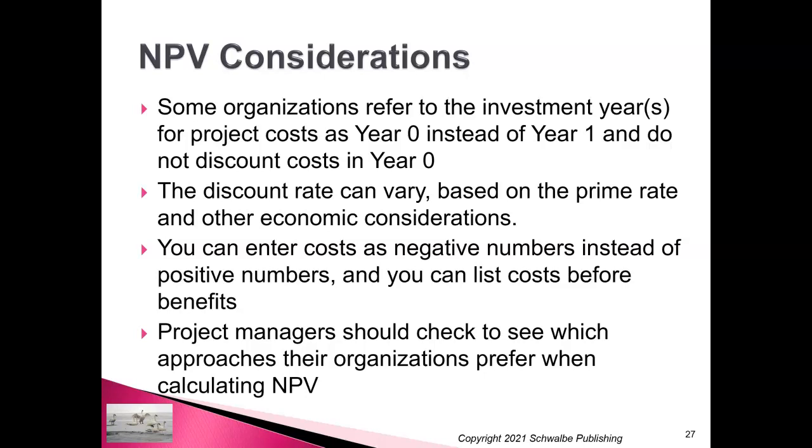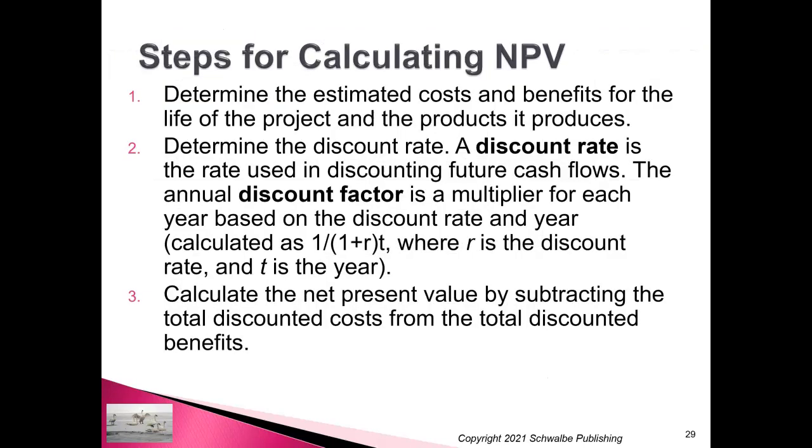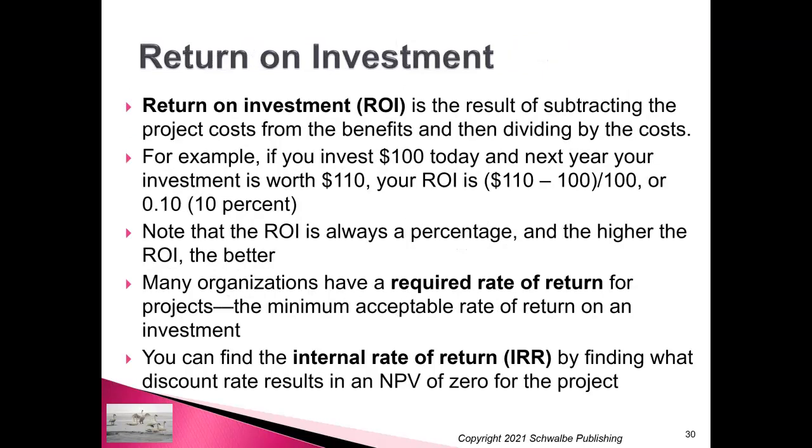Right? So there are some considerations. Some organizations refer to investment years for project costs as year 0 instead of year 1. That's up to your company. The discount rate can be applied. This is all up to your financial budget manager, but they need to use the corporate process and they need to apply it consistently. That's what you would want to ensure. Okay. And another net present value example is described further in the book if you want to figure it yourself. Okay. In addition to net present value, though, let's move on to the next one.